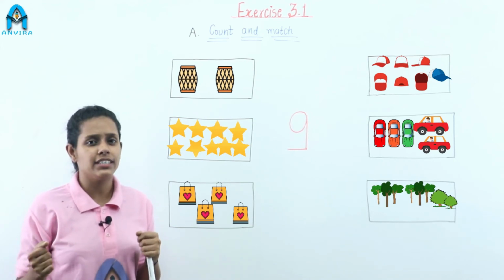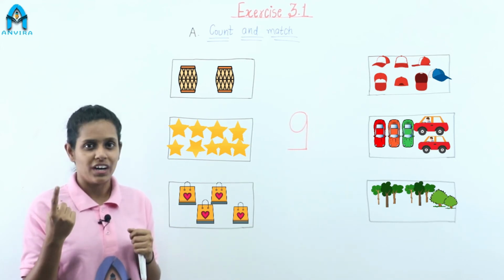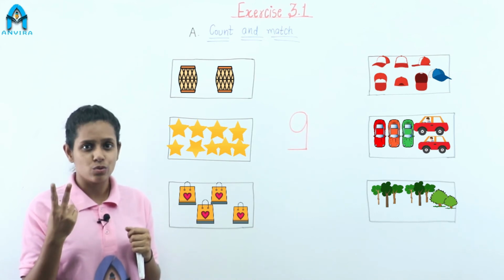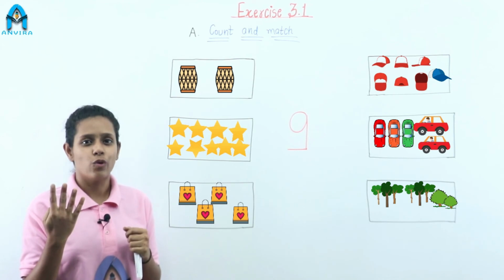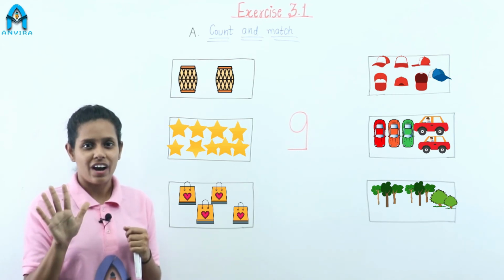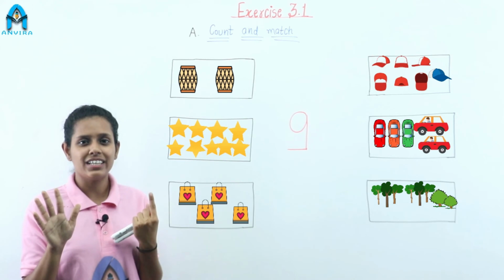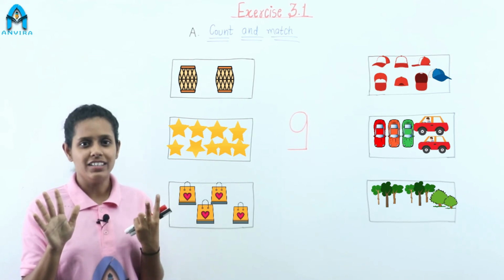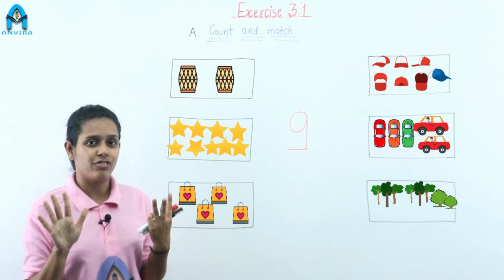Trees. How many trees? Let's count. 1, 2, 3, 4, 5, 6, 7 and 8 trees.